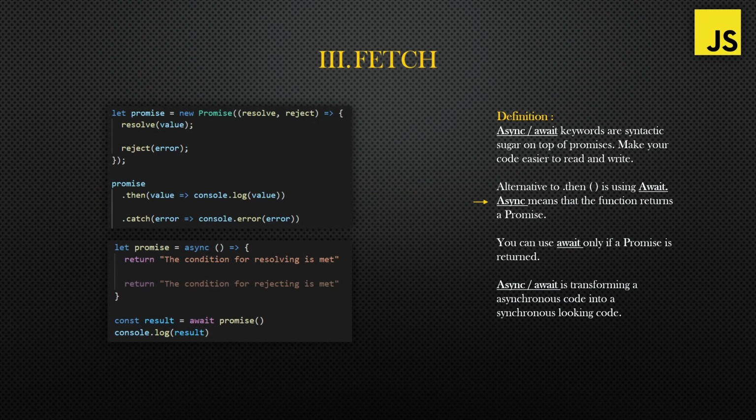Async means that the function returns a promise. So here we are going to translate the new promise with the async keyword. We can even skip the two parameters, resolve and reject. We are going to wrap the resolve and reject within a try catch. Then the variable result will call the function promise and will wait for the results. And then we will console log the information.